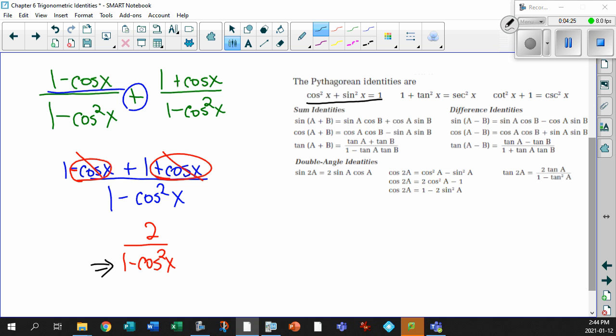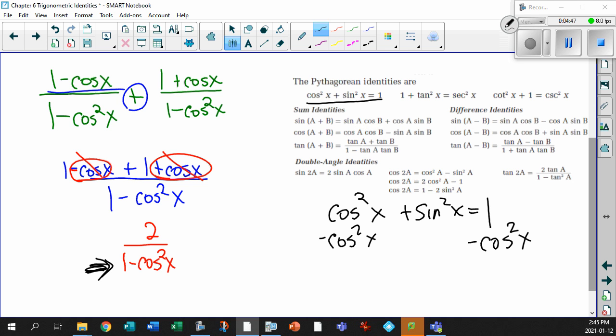How do you know? All you have to do is manipulate this a little bit. Look, take this cos squared x plus sine squared x equals 1, right? Make it look like this guy. And all that you have to do to make it look like this guy is subtract cos squared x from both sides. Look, simple algebra. That cancels out, leaving you sine squared x equals 1 minus cos squared x.